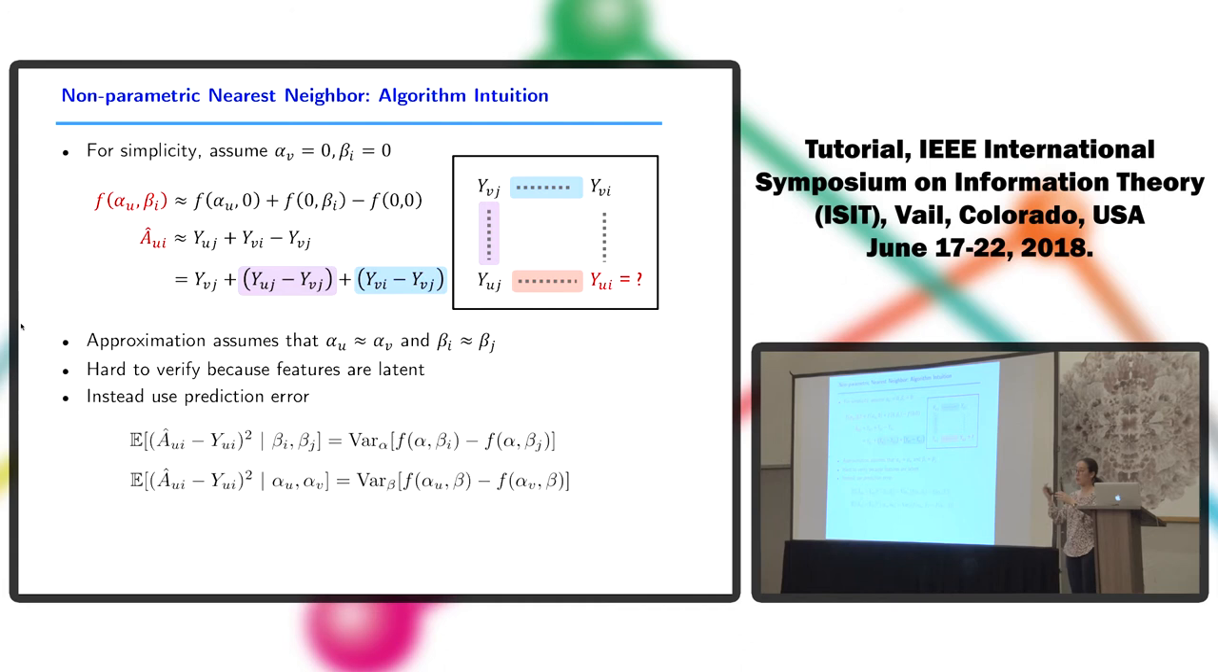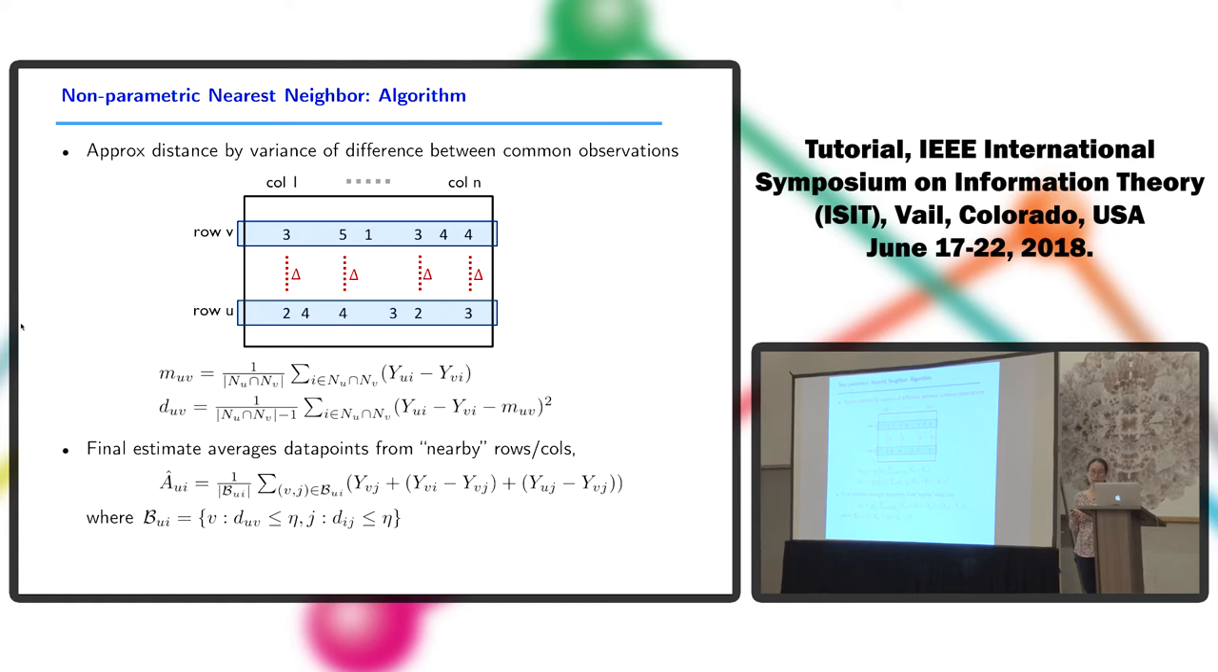So this gives us a nice and measurable quantity, since we can compute the empirical variances of the row differences or the column differences and use that as a proxy for testing whether these rows and columns are actually close. So that suggests a simple algorithm in which we approximate the distance between rows and columns by computing the variance of the difference between common observations. For example, let's say I want to figure out the distance between row V and row U. I look for all the columns for which row U and row V both have entries. I compute the difference, which is this delta, and then I compute the sample variance of these deltas, which is this quantity here, and I've denoted it d_UV to denote that it's a measure of the distance.